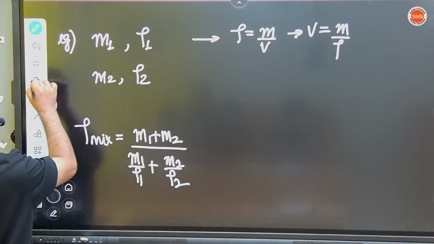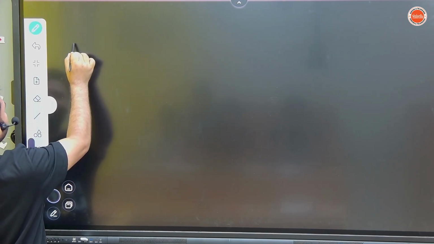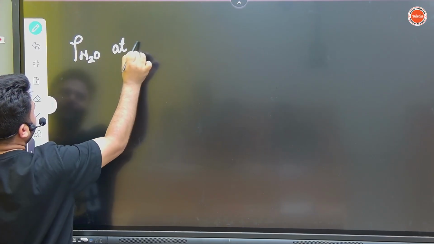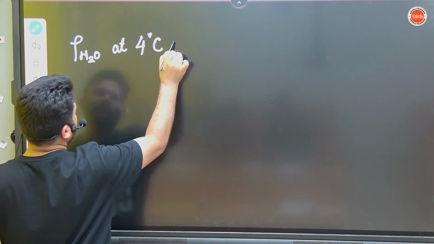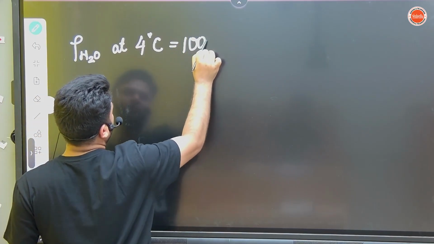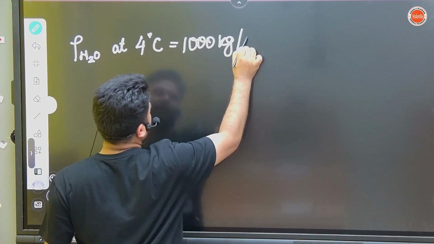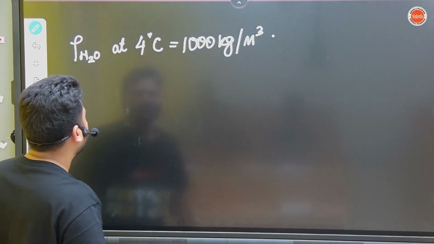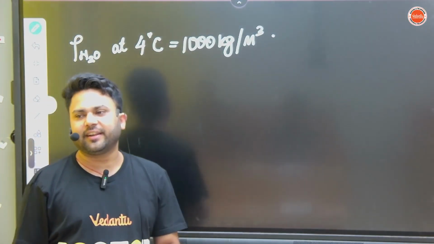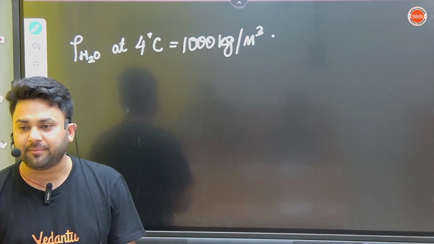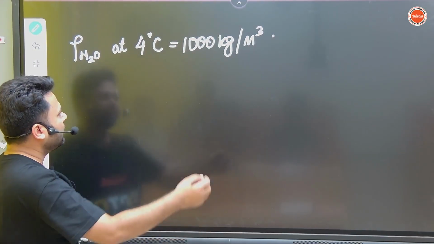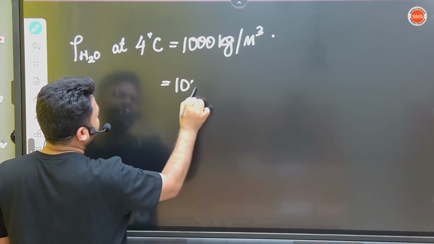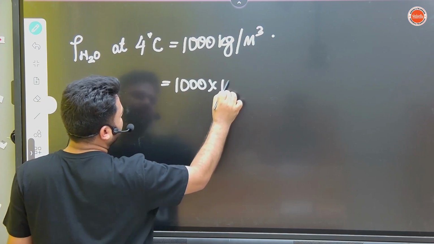Some density values you should remember. The density of water at 4 degrees Celsius is 1000 kg per meter cube. If someone asks what is the density in gram per centimeter cube, sometimes they give it in a CGS unit, while this is the SI unit. So 1 kg means 1000 gram.